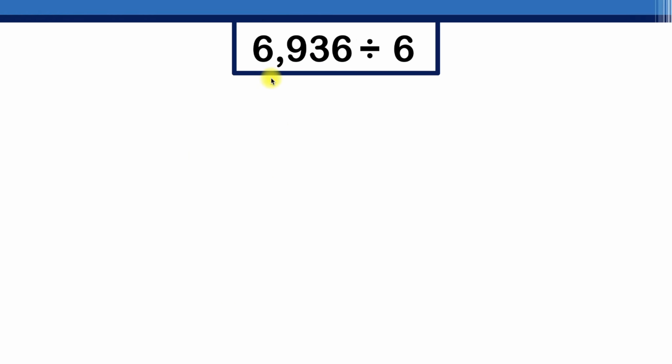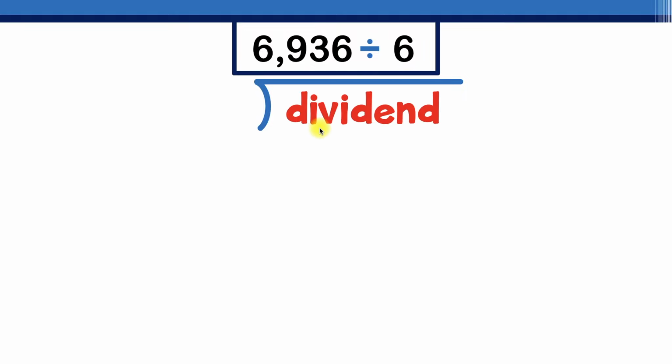In this question, we've got 6,936 divided by 6. Because this is standard division notation, we're going to have to turn it into long division notation. So this division symbol will be represented by this long division notation. And when we have long division notation, inside we put the dividend, and outside we put the divisor.